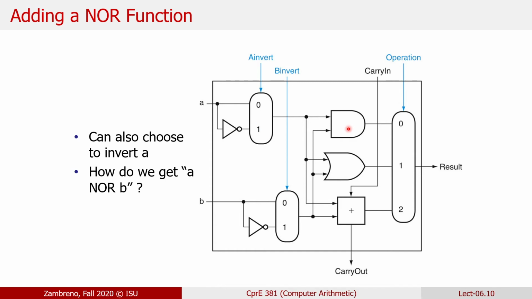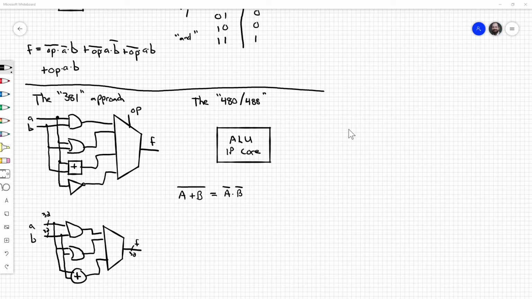An equally valid 381 approach, what would be what? If we wanted to add the NOR operator to this ALU using the 281 approach, we would use De Morgan's law and be clever with our input inverting. In the 381 approach, what would we do if we also wanted to support the NOR operator with this current ALU design?